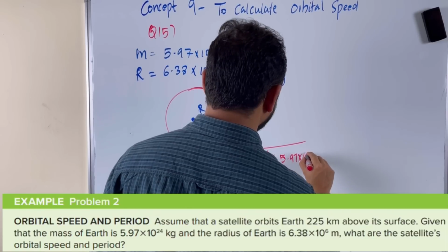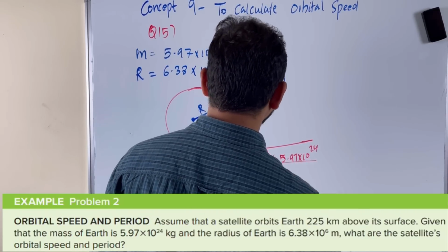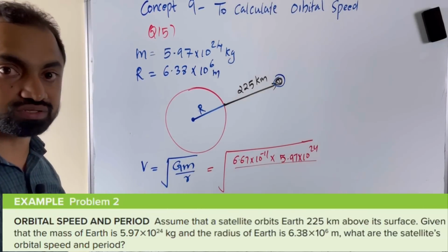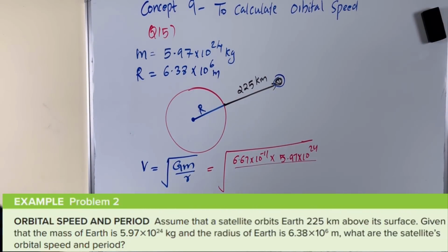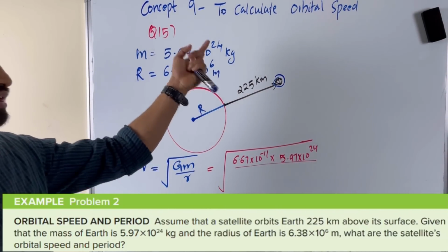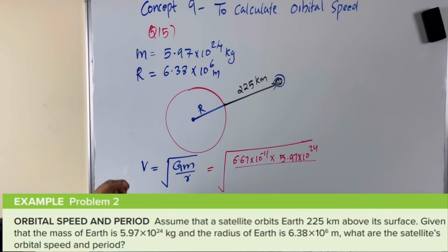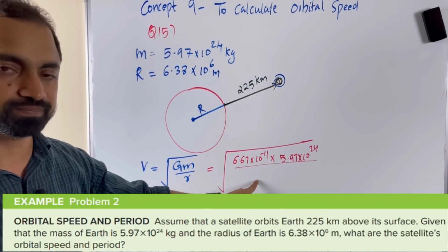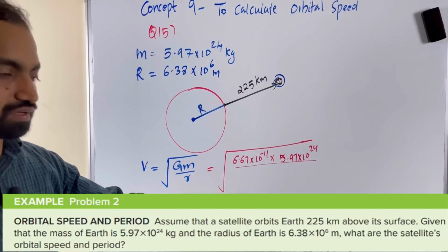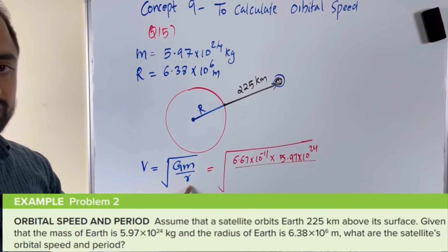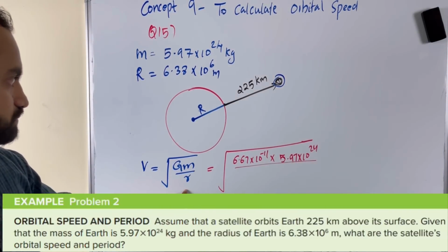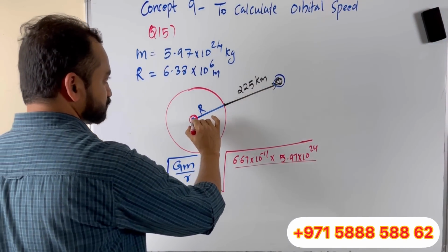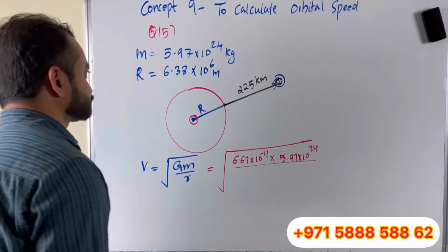5.97 times 10 to the power 24, the mass of Earth, divided by the distance. So r, right? You think that r is the radius, and yes, it's correct, r is the radius, but not the radius of the Earth, it is the orbital radius. If you see in the question, the radius of Earth is 6.38 times 10 to the power 6, you should not use that value here for r. This r is the orbital radius. So what is the orbital radius? Orbital radius is the distance from the Earth's center to the satellite. So how much?